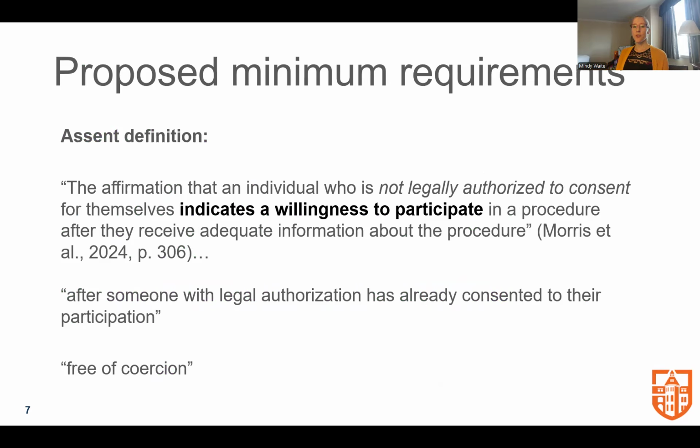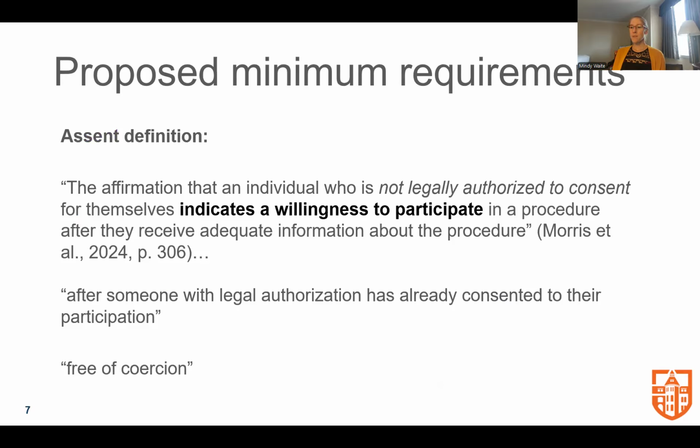So this 2024 paper by Morris et al. indicated that assent is the affirmation that an individual who is not legally authorized to consent for themselves indicates a willingness to participate in a procedure after they have received adequate information about the procedure and after someone with legal authorization has already consented to the individual's participation, and that the assent responses are performed free of coercion. So there's a lot to unpack here.